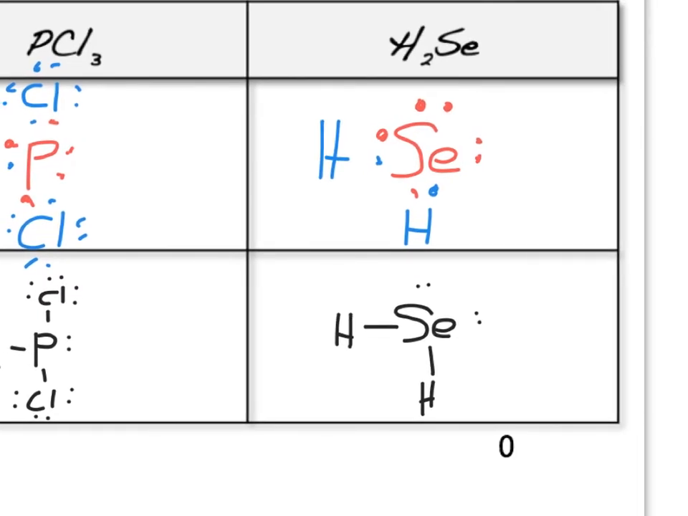Dihydrogen selenide. Here's my selenium atom in the middle, and it's in group 16, 6 valence electrons, 1, 2, 3, 4, 5, 6. And then I have my hydrogens that just go there, almost like water, exactly like water actually. And here's my cleaned up version. These 2 electrons are here, and these 2 electrons are here. These 2 electrons are a bond, and these 2 electrons are a bond.